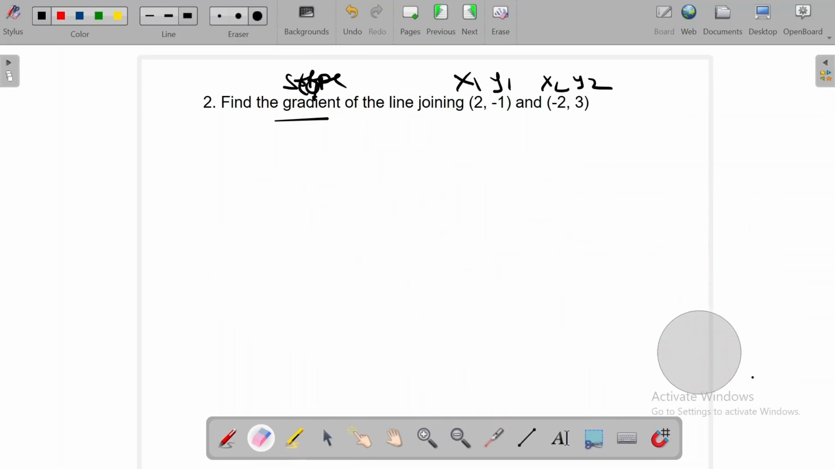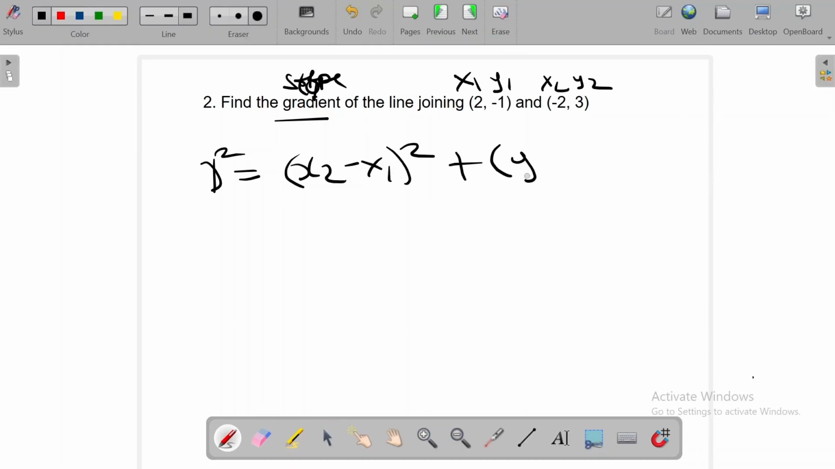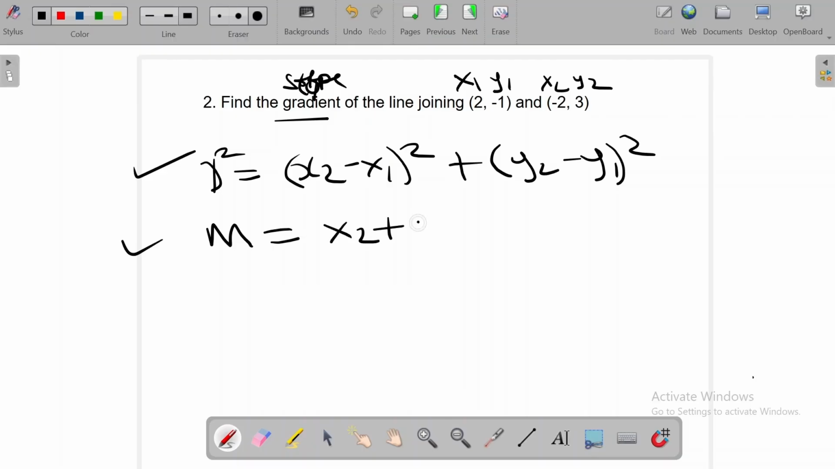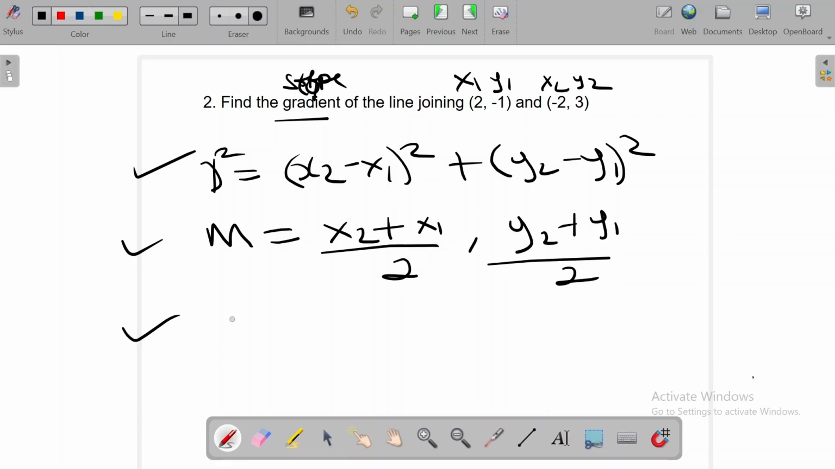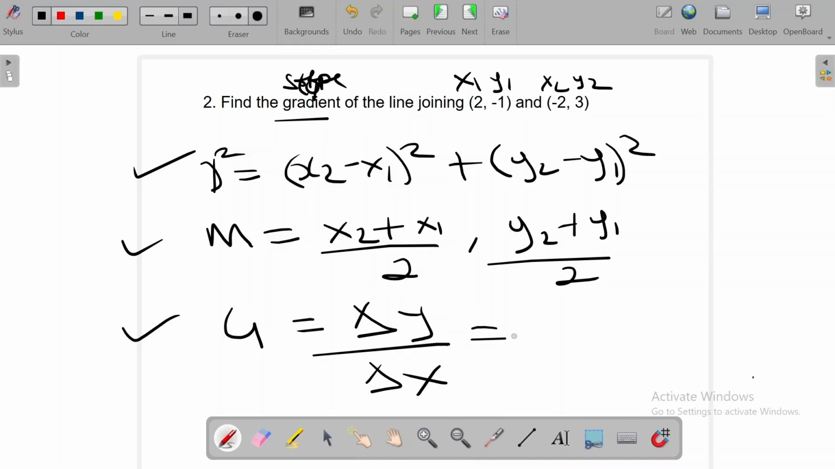What we've looked at today is the distance formula: x2 minus x1 squared plus y2 minus y1 squared. This is the first condition. The second is the midpoint, which is x2 plus x1 all divided by 2, and y2 plus y1 all divided by 2. And lastly, the gradient, which is simply the change in y over the change in x: y2 minus y1 over x2 minus x1.